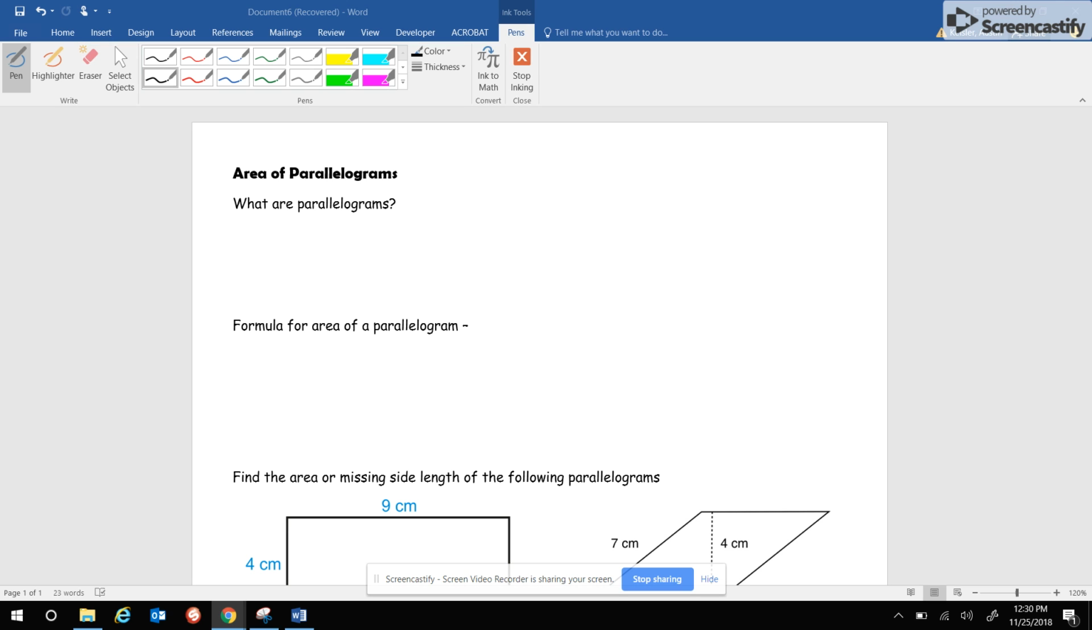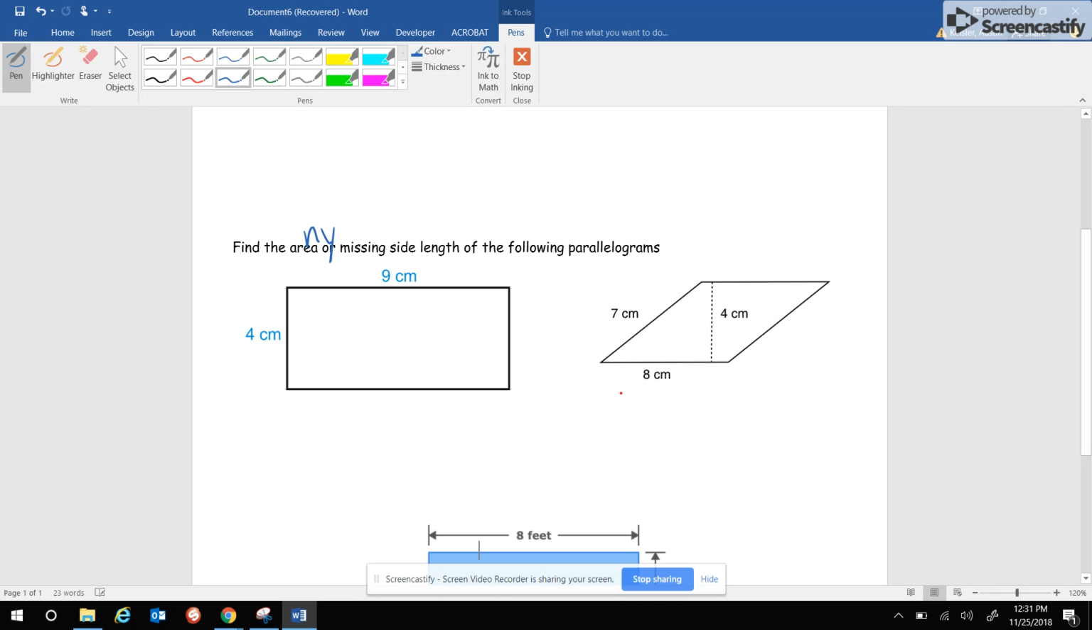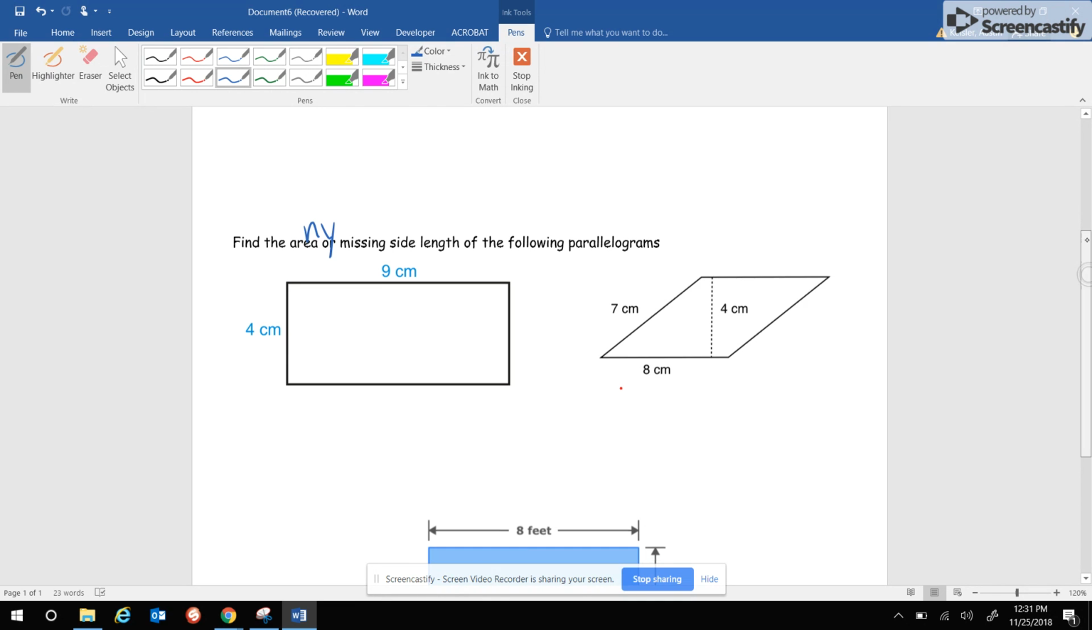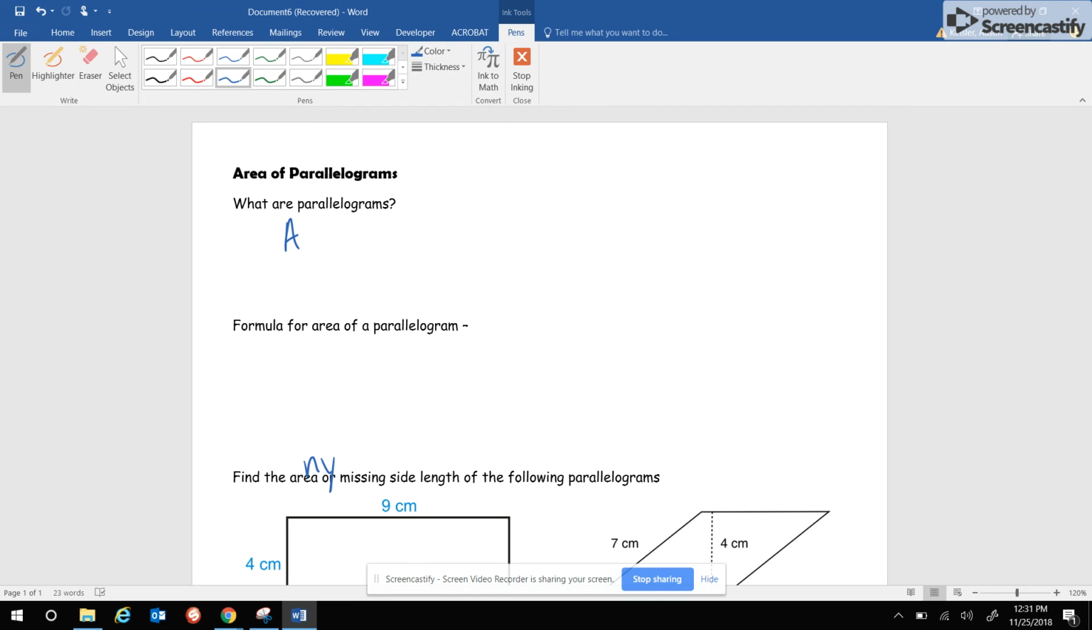All right, today we're going to look at area of parallelograms. Parallelograms are just any shape with two parallel sides. So it has two sets of parallel sides that will never touch.